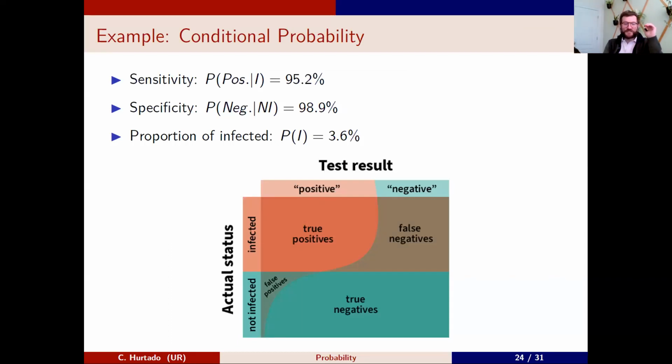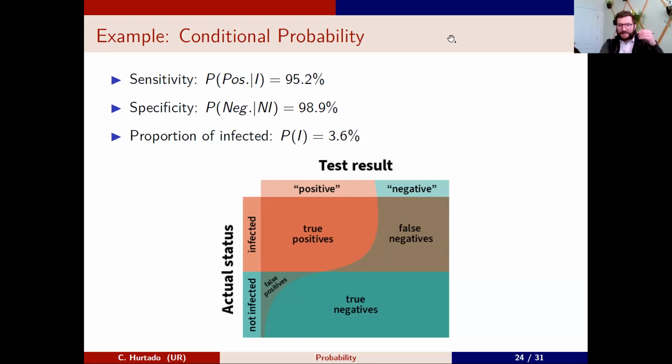So let us start with this situation. We know the sensitivity of a COVID test is 95.2%. That is telling us the probability of positive given infection, a positive test given infection. Specificity is going to give us the conditional probability of negative given not infection. And then we are taking as given that the probability of infection is 3.6%, right?